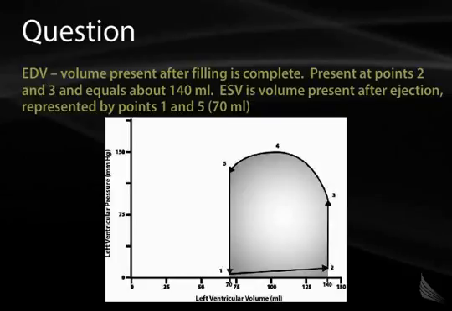And as you know, filling occurs from point 1 to point 2, as the volume in the ventricle increases from 70 to 140. Therefore, the end diastolic volume here is approximately 140 milliliters. The end systolic volume in this graph would be 70.